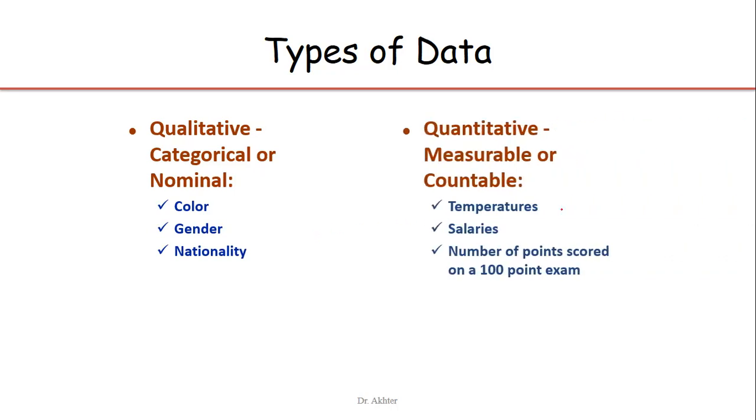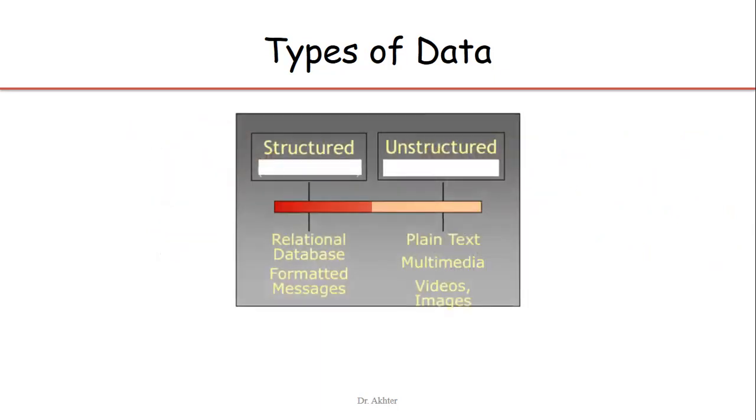The quantitative data: temperature, salary, the number of points scored on a 100-point exam, weight, height, the price. All these items are called quantitative variables. Quantitative variables can be classified as measurable or countable. The countables are discrete and the measurables are continuous.